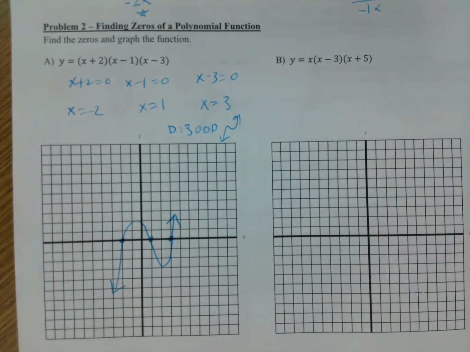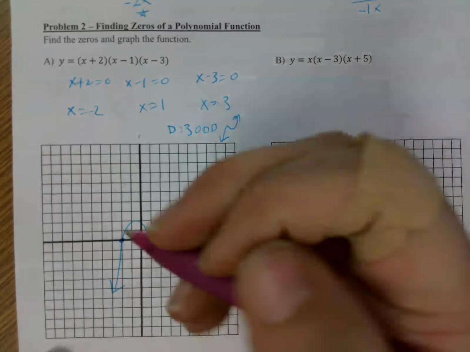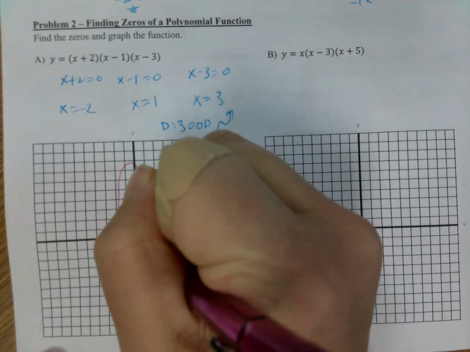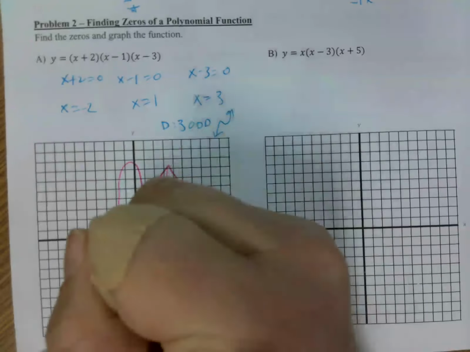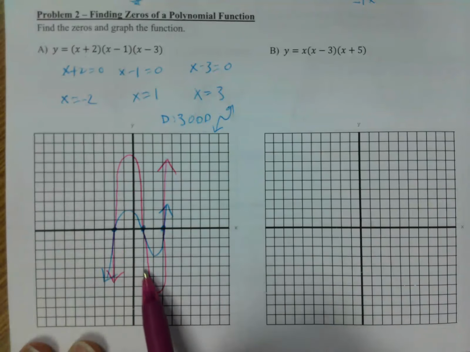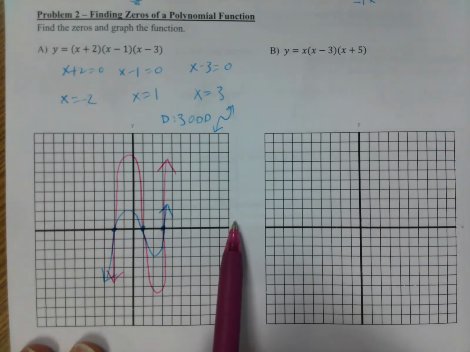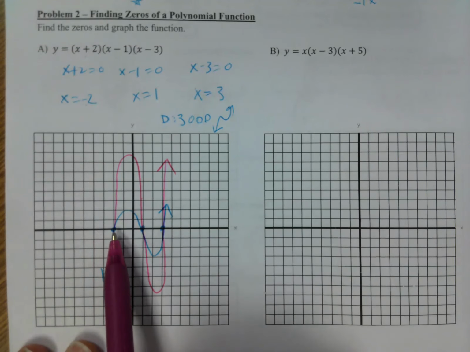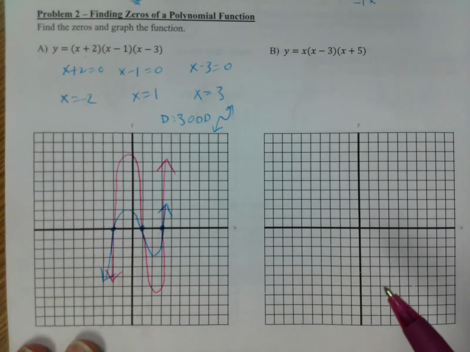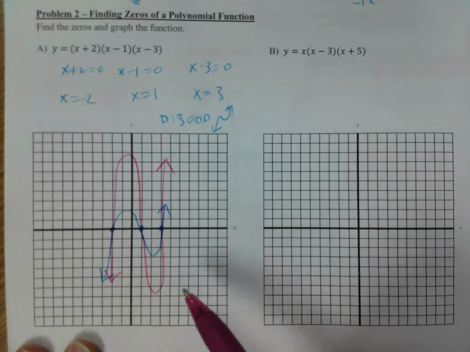Now, one thing about this problem that people always get confused on, this answer right here would be perfectly acceptable. If you also had an answer that looked like this, I would say both of those are correct. I don't care about what's going on here as long as it's not passing through the x-axis another spot. I care that you have these 3 zeros. These are the only 3 spots you're crossing your x-axis, and that your end behavior is correct.